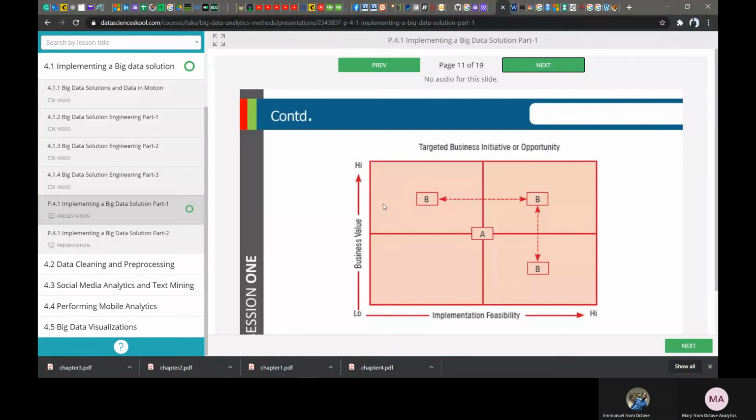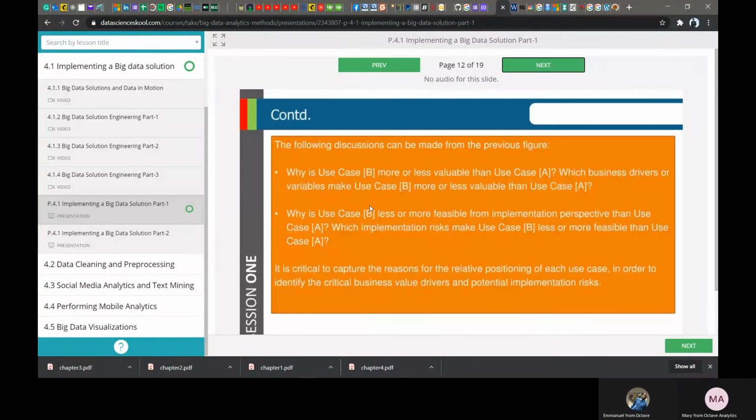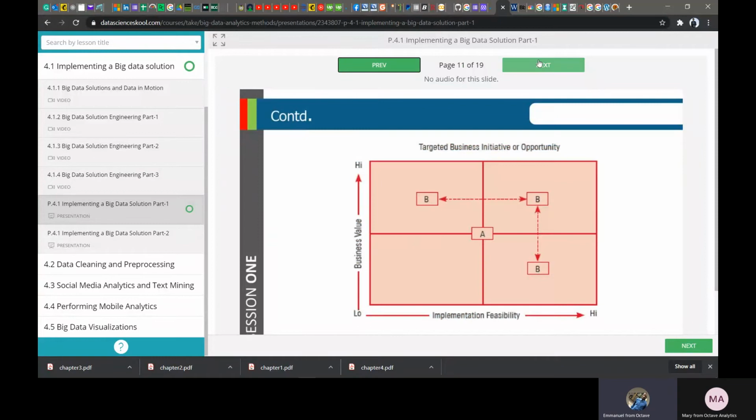So where does it fall? In this right top corner. Any use case that falls there has high implementation feasibility and a high business value. So you're going to consider any use case that falls around this right top corner. Now, discussing the use cases that fall on this matrix.